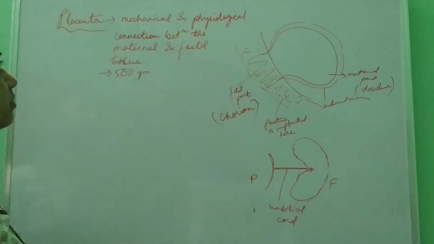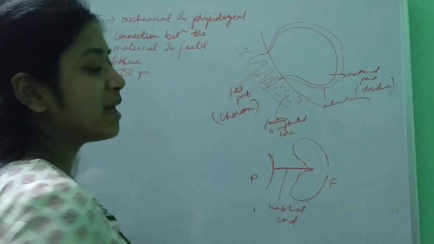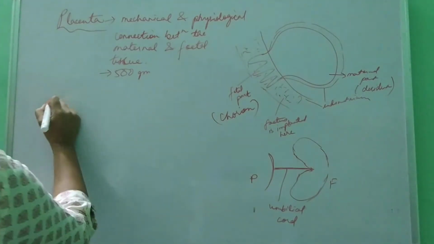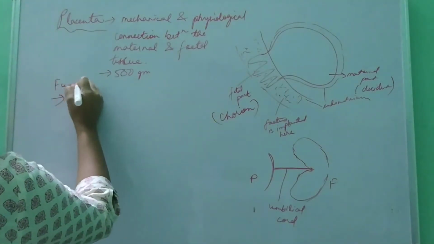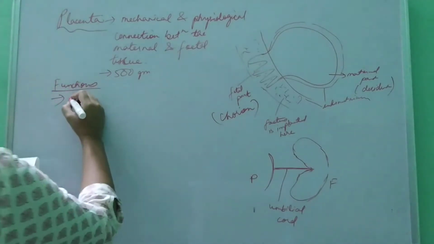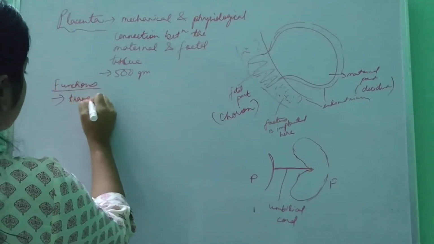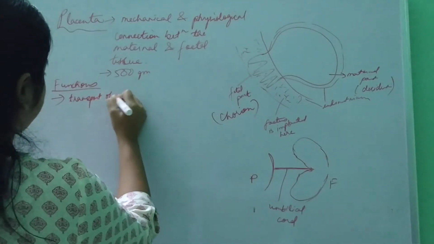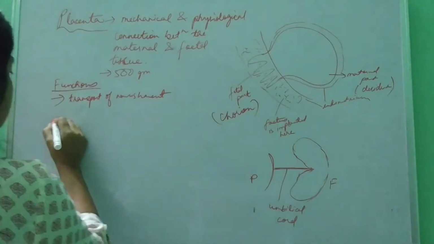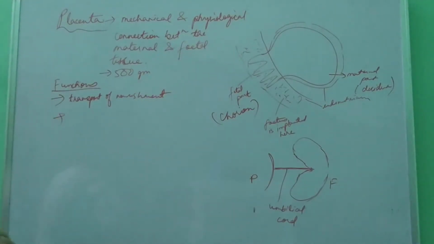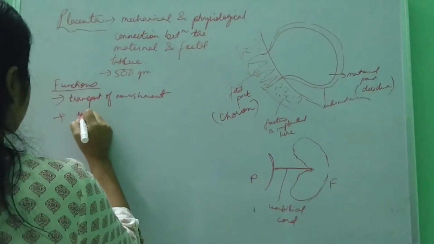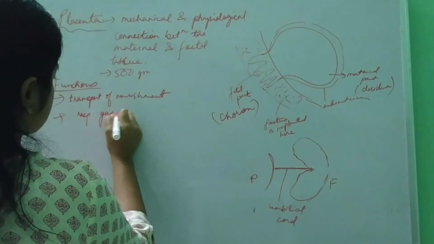So here mainly what you need is the definition of placenta and the functions. We'll see the different functions. The main function of placenta will be nourishment. So transport of nourishment from mother to fetus. Along with nourishment, respiratory gases are also transferred. So transport of respiratory gases.